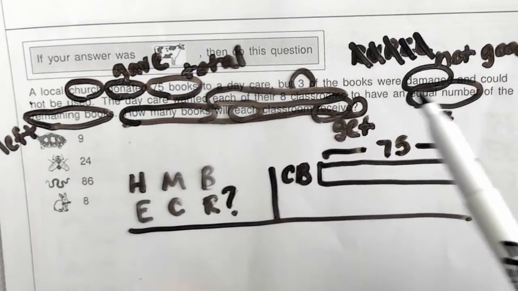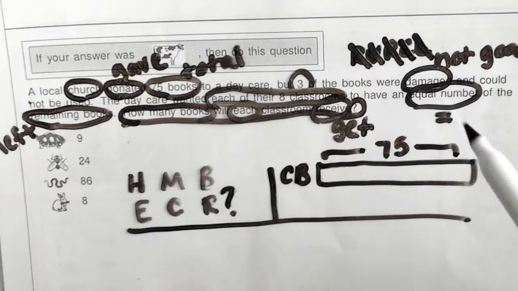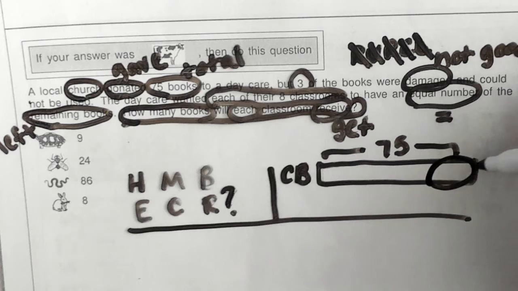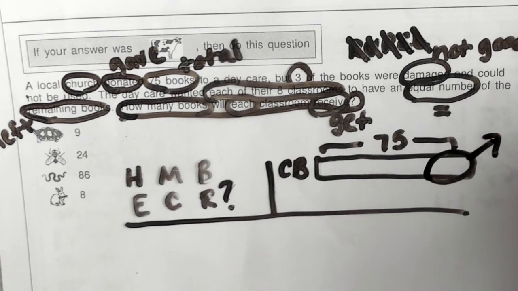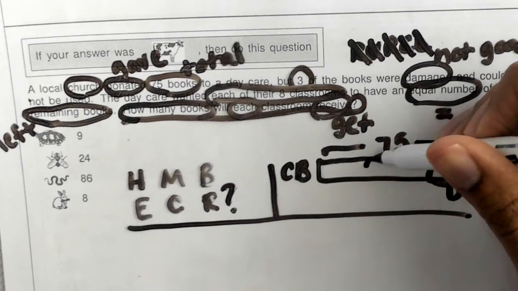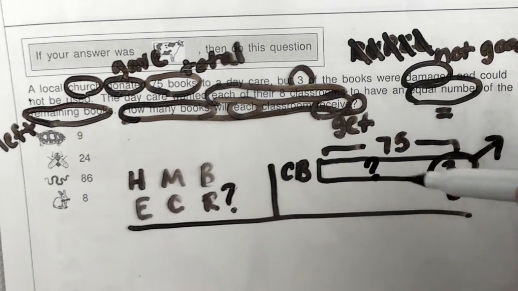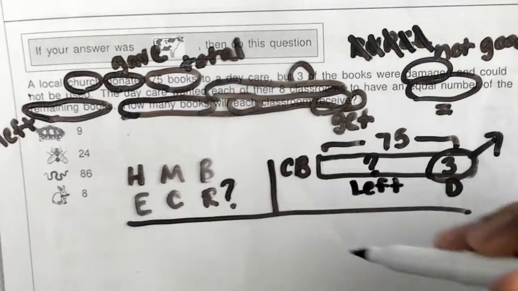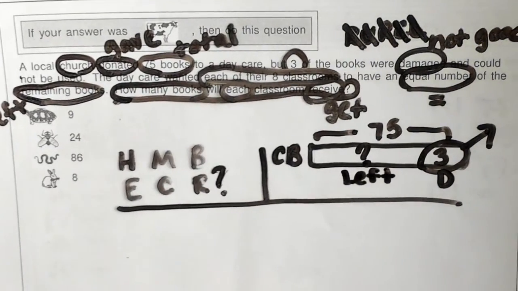Now, 3 of the books were not good, they were damaged. So of these 75 books, some of them were damaged and not good and had to go in the trash. 3 of them were damaged. 3 of them were not good. What we need to figure out is how many books were not damaged, how many books were left. So this is going to be our first picture.